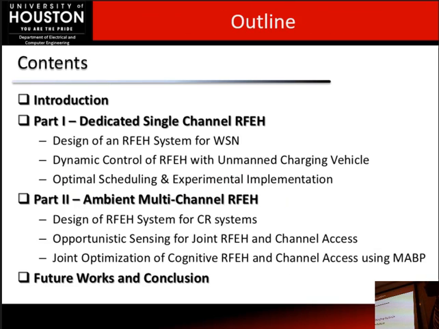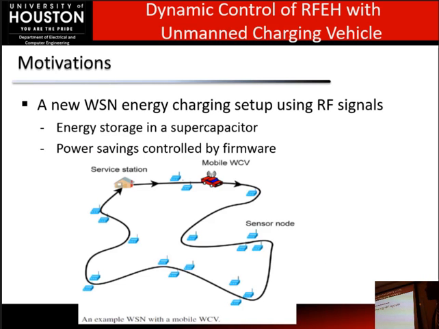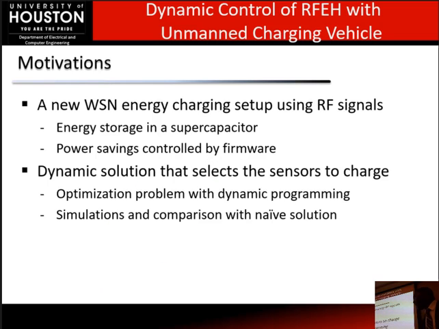The next section is about the design of a dynamic control for a radio frequency energy harvester with an unmanned charging vehicle. So the motivation for this research is to design a wireless sensor network that is charged wirelessly by a vehicle. And the energy that we get can be stored in a supercapacitor, and power savings can be implemented by firmware. So here is a picture of the mobile charge vehicle that travels through a path and charges its sensors remotely, and it contains a wireless charger.